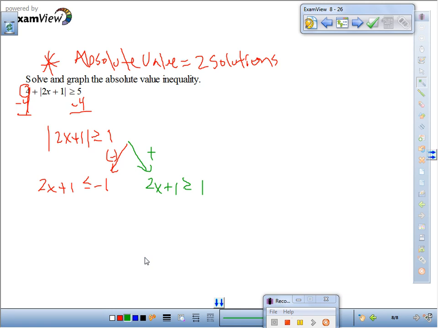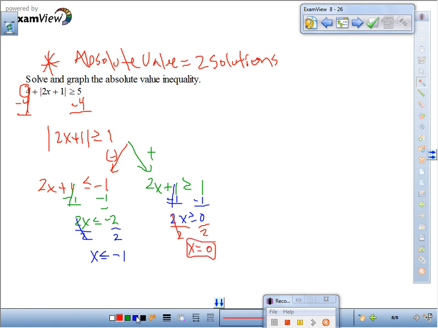Okay? All right? So from there, if I solve this, I subtract 1, I'm left with 2x less than or equal to negative 2. At the end, I divide by 2, both sides. X is less than or equal to negative 1. This one, subtract 1, 2x greater than or equal to 0. At the end, we divide by 2. X equals 0. I'm sorry, my bad. X is greater than or equal to 0. I did that on purpose.